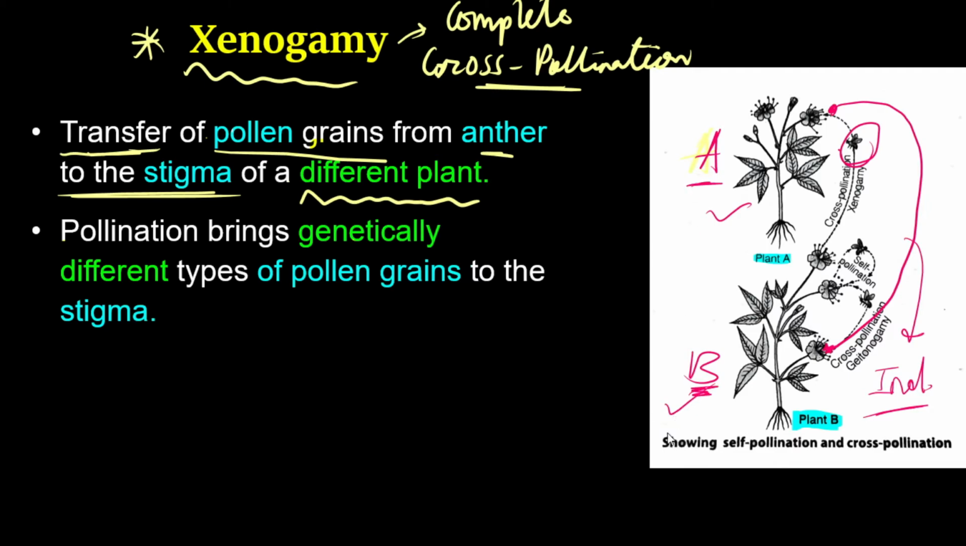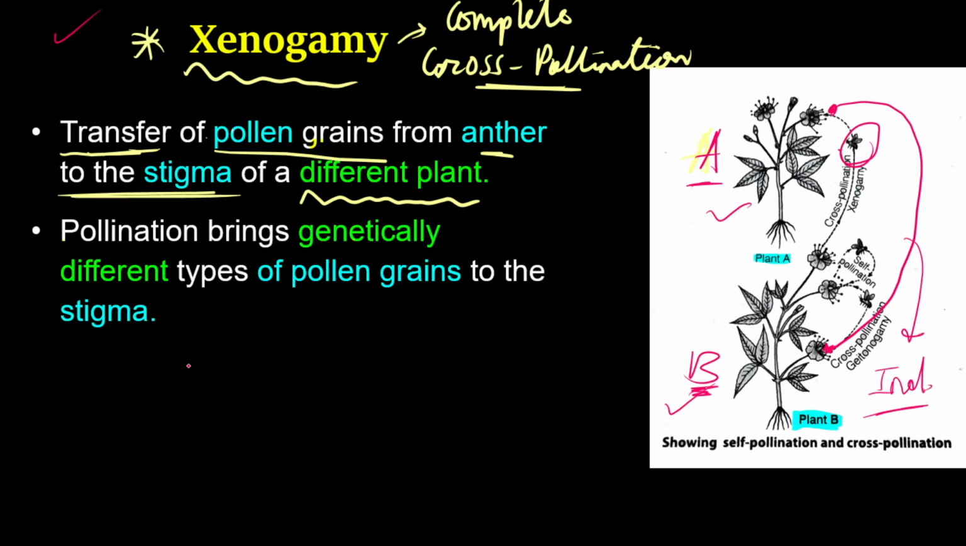So if two genetically different plants are taken into action, the individual produced after pollination and fertilization will be genetically different from the parents. So genetic variation can be observed in the case of xenogamy, but not in the case of autogamy or zetonogamy. That is about xenogamy.